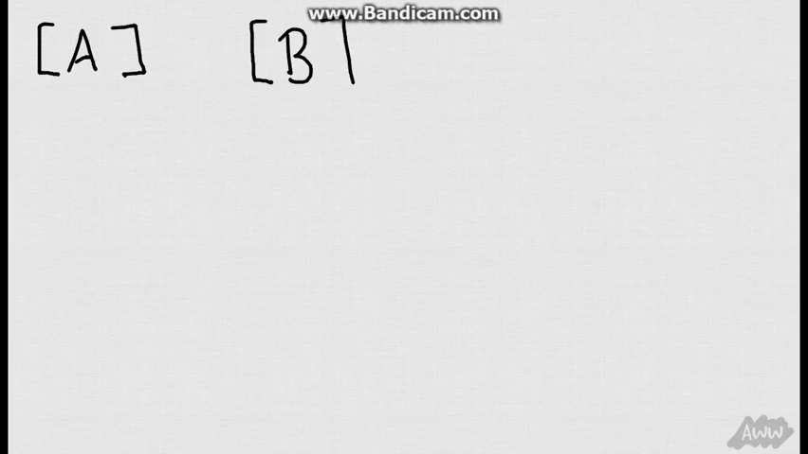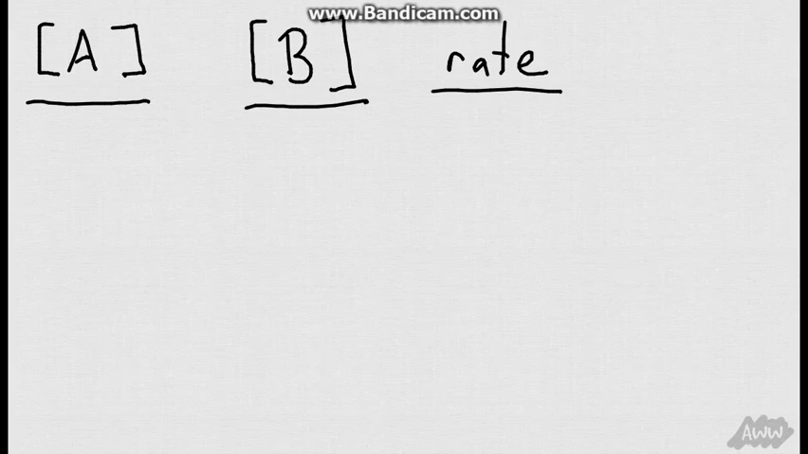Let's say you're going to be given a graph of rates. So we're going to say that our initial concentration of A is this, and we're going to have a few different ones, and your initial concentration of B, and you're going to be given a rate. So from this information, you are going to be able to calculate what your equation looks like.